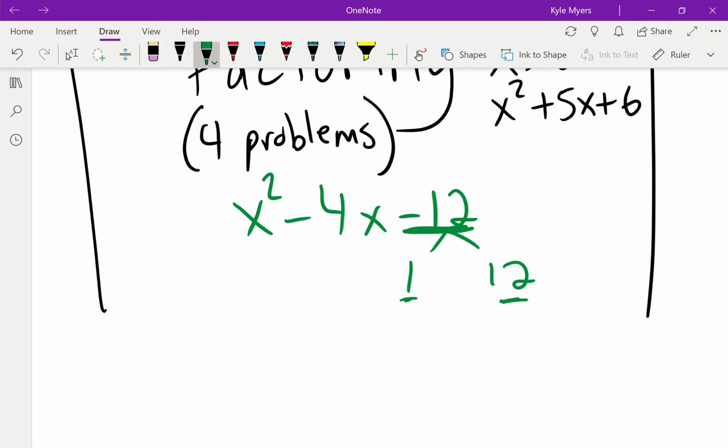But one of them has to be negative in order for you to multiply and get negative 12. So I have to make one of them negative, and since I want a negative number when I subtract, I need to make the bigger number a negative. So 1 minus 12, which is negative 11. Now, obviously that's not negative 4, but that's good that I get a negative because I want to get a negative when I subtract here. So since it didn't work, I'm just going to go on to the next one. 2 and 6, and I need to make the 6 negative again. So 2 minus 6, and that would be negative 4. So there we go. It works.